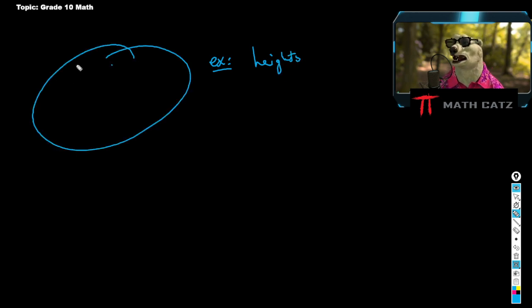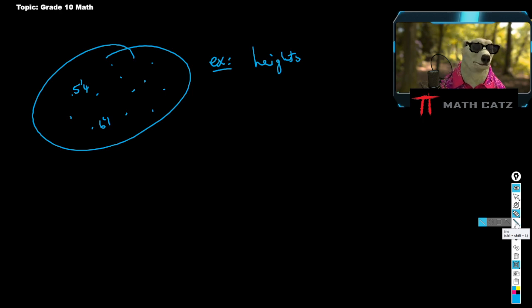So let's suppose we are measuring the heights of some people. We're measuring their heights and we get a pool of data points. Maybe there's someone that's 6'1", someone that's 5'4", and so on. Many other data points in my collection of people. So we're measuring the heights, just as an example that's maybe relatable.